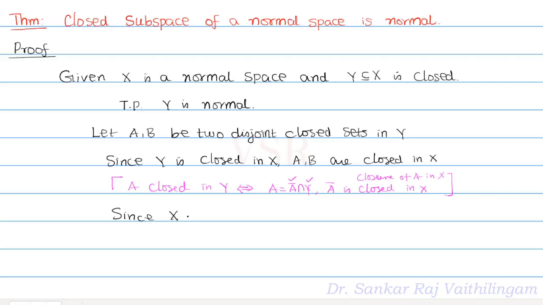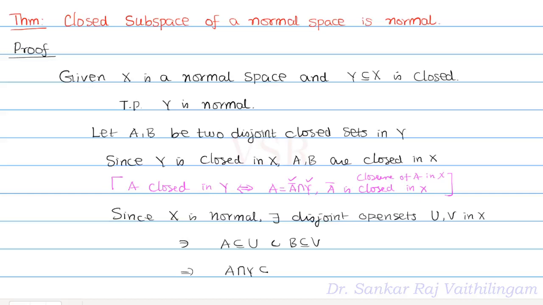Now since this capital X is normal, there are disjoint open sets, I call them U, V in capital X, such that A is contained in U and B is contained in V. So this implies that A intersection with Y is a subset of U intersection with Y, and B intersection with Y is a subset of V intersection with Y. Okay, because B is a subset of Y. I call these my U1 and V1.